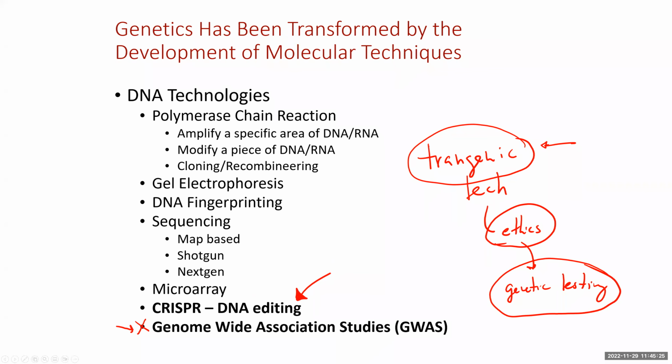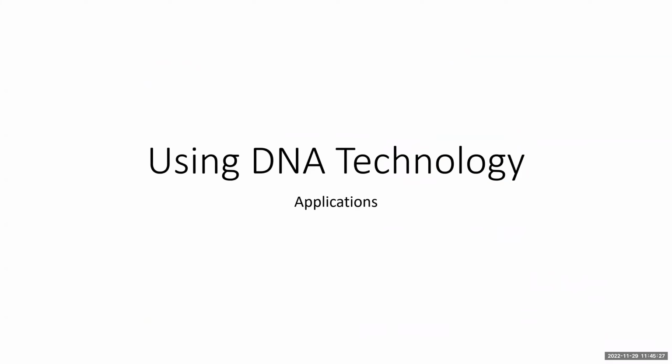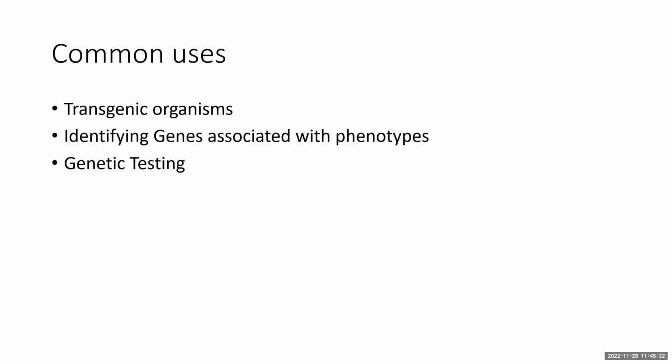So let's start by thinking about this use of DNA technology. The most common uses for DNA technology are creating transgenic organisms, identifying genes associated with phenotypes, and genetic testing. We spent a lot of time last class talking about identifying genes and different ways we might do that, as well as basic things like PCR. It's important to remember that both of these other techniques, creating transgenic organisms and genetic testing, rely on everything we talked about last week. They just use them in slightly different ways.